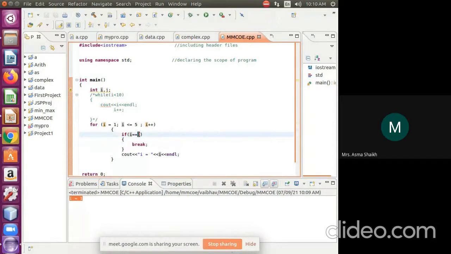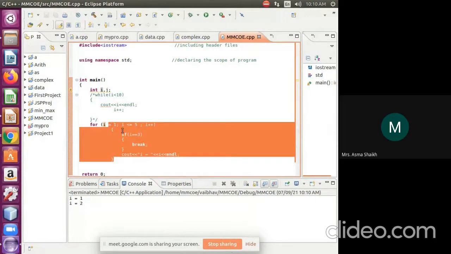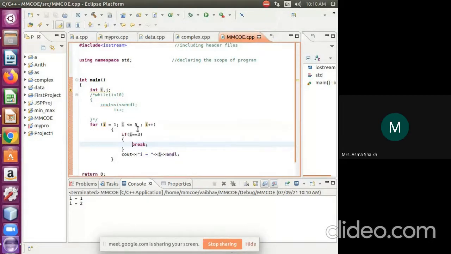If I change this to 3, students, you can observe the results. It will be i equal to 1, i equal to 2. Because of break only, my whole execution stops here. It means I am going out from this for loop. This is very important to understand. Break will stop the loop, terminate the loop. So it stops and goes out when it matches the 3 condition. So 1 2 is okay. When we receive 3 for i, it breaks.